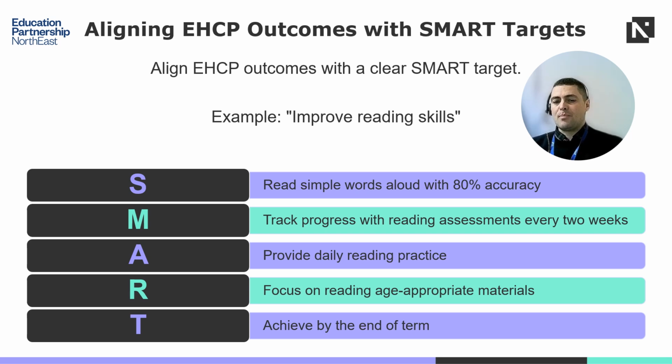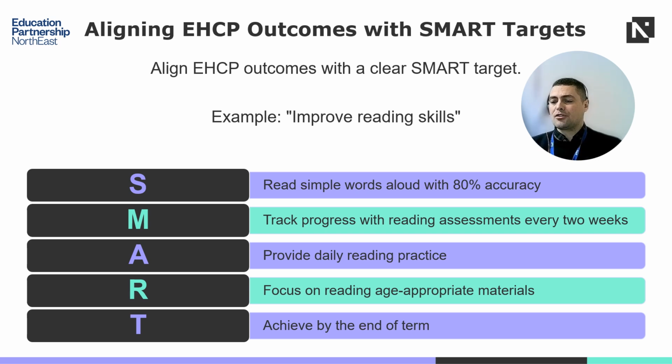In terms of it being measurable, we're going to track progress with reading assessments every 2 weeks. Again, we can either do this in class or we can do it one-to-one in tutorials. Moving on, we're going to provide daily reading practice. Again, we're wanting to keep that motivation. We're wanting to keep that young person inspired to improve and enhance their reading skills. So to do that, we have to put in that support around that young person that's going to help encourage and motivate them. Next, we're going to focus on age-related appropriate material.